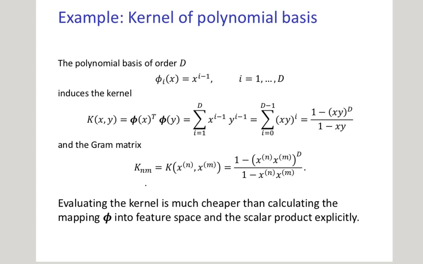The square gram matrix contains as many rows and columns as there are training samples. Each entry corresponds to the value of the kernel of the two training samples. Therefore, we just have to substitute x and y for x sub n and x sub m to get the corresponding entries of the gram matrix.